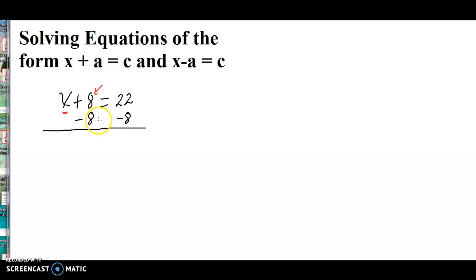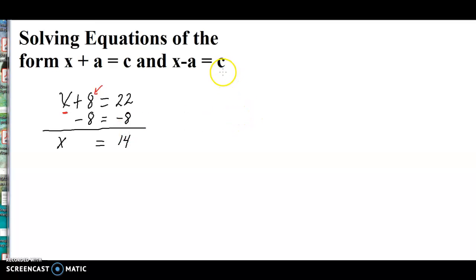And with equations, whatever I do to one side, I have to do the same thing to the other side of the equation. So I have my x, and then when I add 8 and subtract 8, I get 0. And now 22 minus 8, we get 14. And we just solve for x.